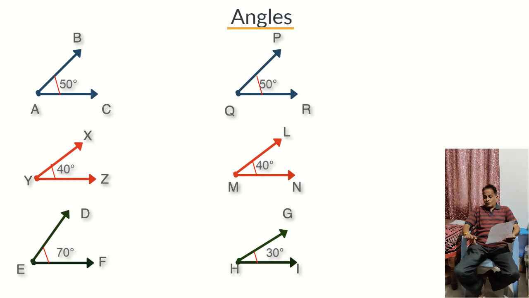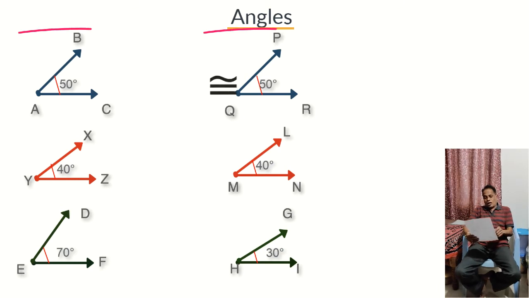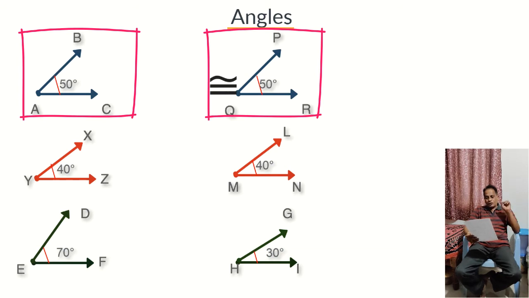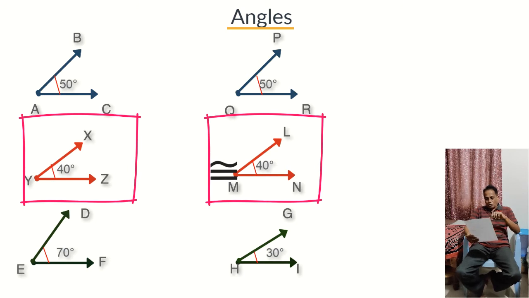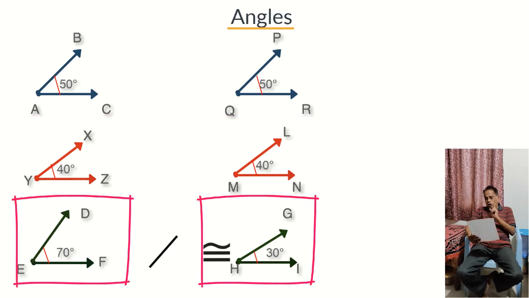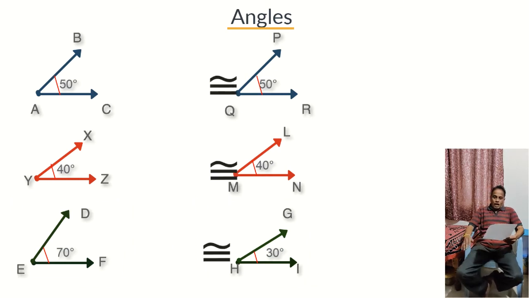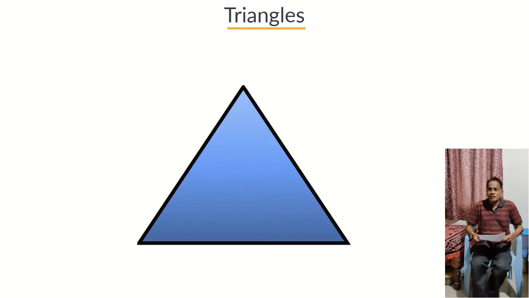They are not same. So these two angles are not congruent, whereas in the two pairs, as I mentioned, angle BAC is congruent to angle PQR because it is measuring 50 degrees each. Similarly, angle XYZ is congruent to angle LMN because both are measuring 40 degrees each, whereas angle DEF is not congruent to angle GHI. So we can conclude that if a pair of angles measure the same, then the angles are said to be congruent to each other. Now we shall come across triangles.